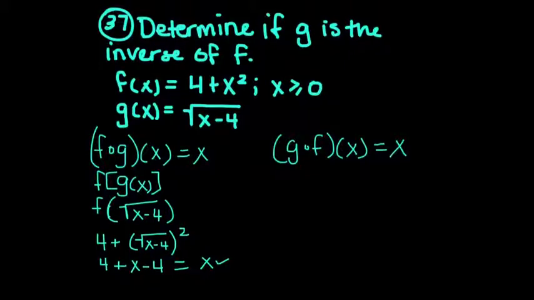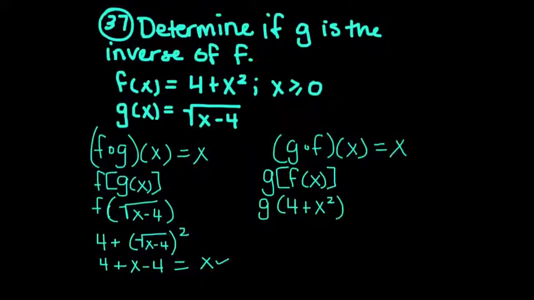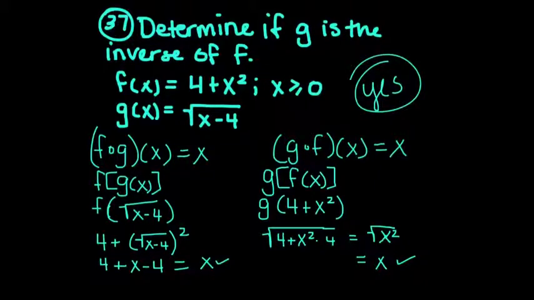To find the composition g composed with f of x, that means finding g of f of x. So I want to evaluate the function g at the function f of x, which is the quantity 4 plus x squared. So if I come to the function g, which is the square root of x minus 4, now I'll be evaluating the square root of 4 plus x squared minus 4, which leaves me with the square root of x squared, which, because my domain values are positive, I know is just equal to x. So again, the composition in both directions is equal to x, which means that yes, these functions are inverses of one another.